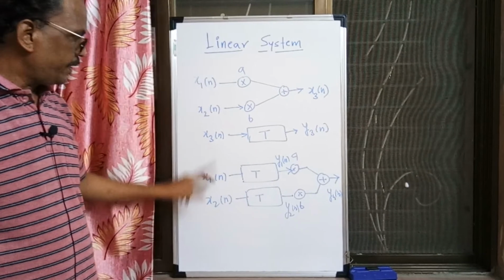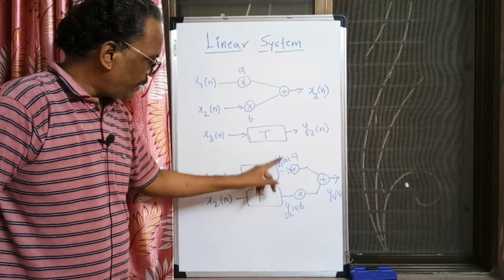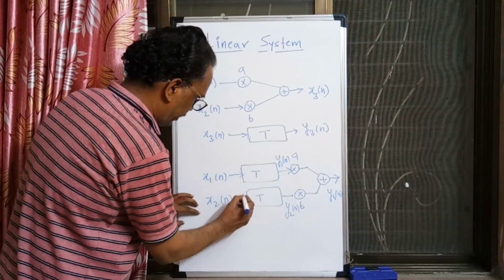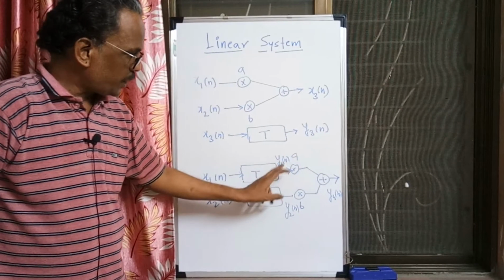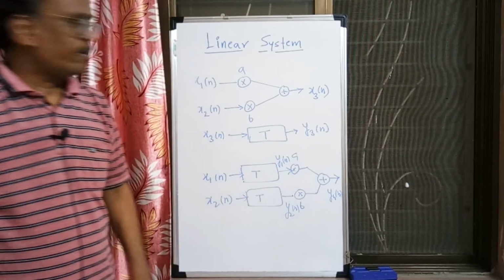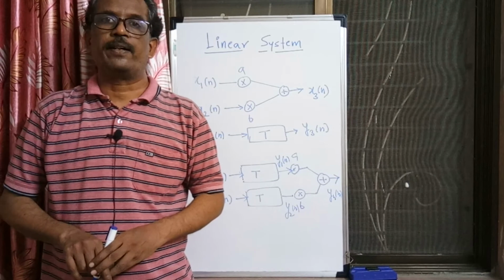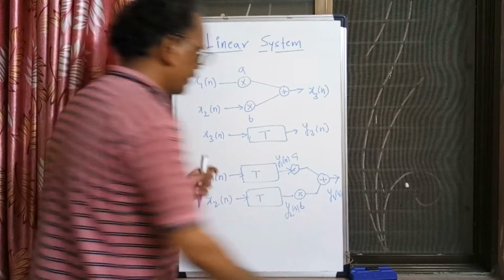And in this case I am taking the responses of the system to the individual inputs, y1 and y2. They are the responses of the system to the inputs x1[n] and x2[n]. After getting these responses, I multiply them by a and b and get the output y4[n]. If y3[n] and y4[n] match, we can say that the system is linear, satisfying the property of linearity.